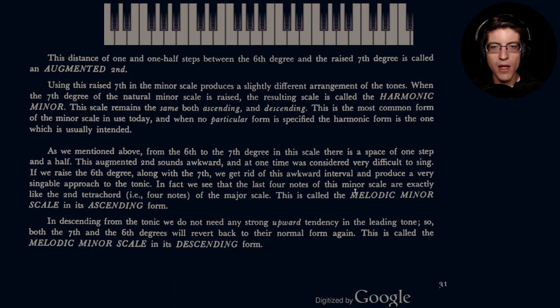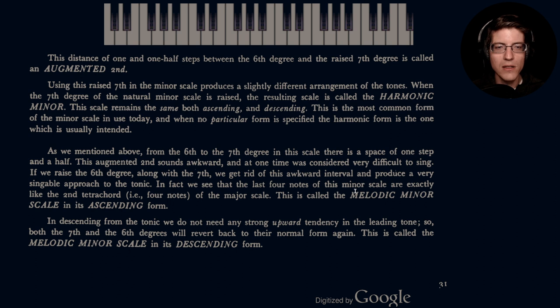As we mentioned above, from the sixth to the seventh degree in this scale, there is a space of one step and a half. This augmented second sounds awkward, and at one time was considered very difficult to sing. If we raise the sixth degree along with the seventh, we get rid of this awkward interval and produce a very singable approach to the tonic.